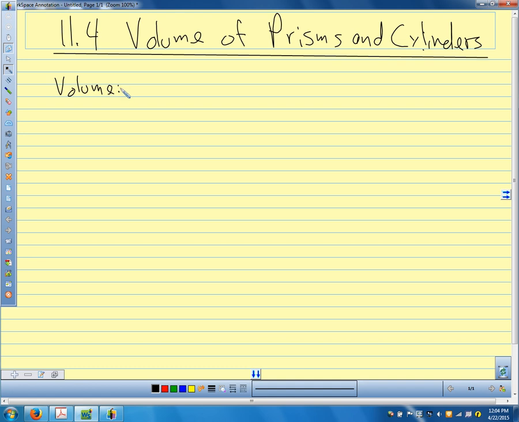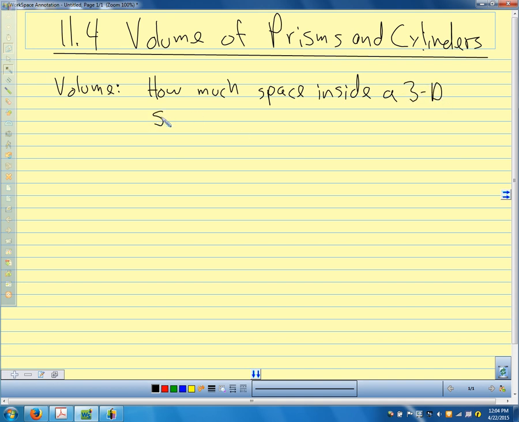So what do we mean by the volume? Something inside. What's the difference between volume and area? How much can go inside? Areas are for two-dimensional shapes, volumes are for three-dimensional shapes. So we can think of volume as how much space is inside a 3D shape. So that's what we're talking about when we're talking about volume.